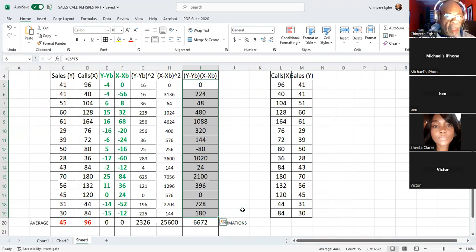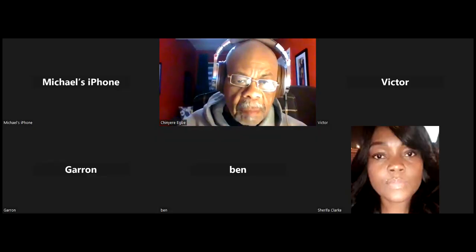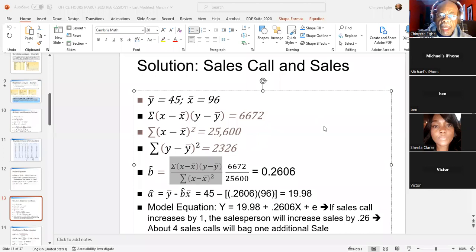Okay. And so I'm going to now go back and plug in the formulas. You will see how the formulas plug in. All right. So you can see that these numbers are the numbers that we just did on the spreadsheet. Y bar is 45, X bar is 96. The summation X minus X bar times Y minus Y bar is 6672. And that one is 25600. Summation Y minus Y bar squared is 2326.